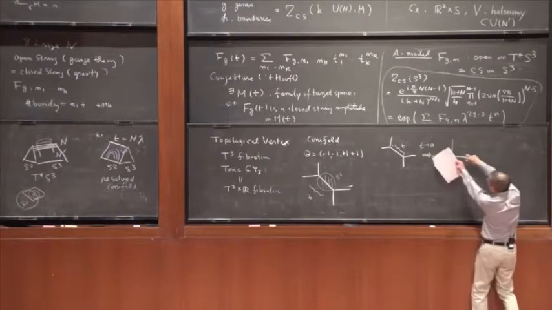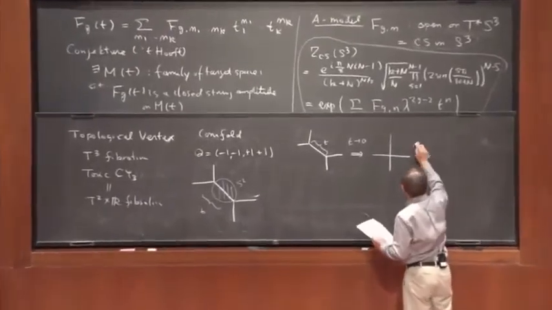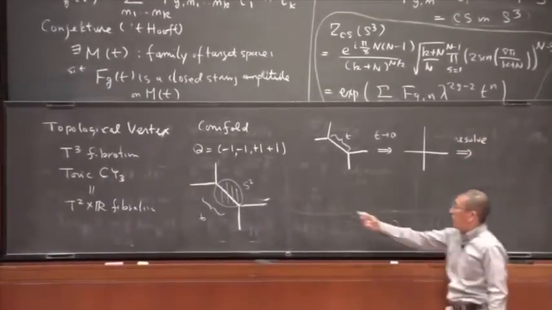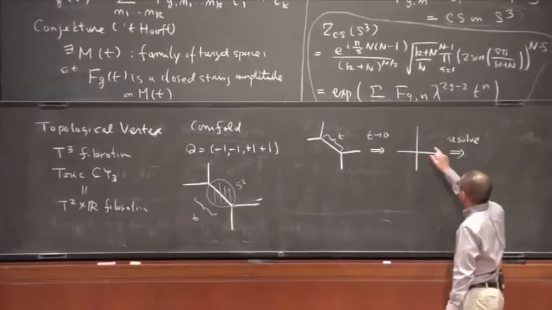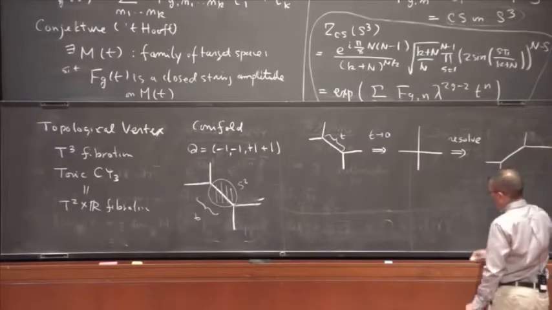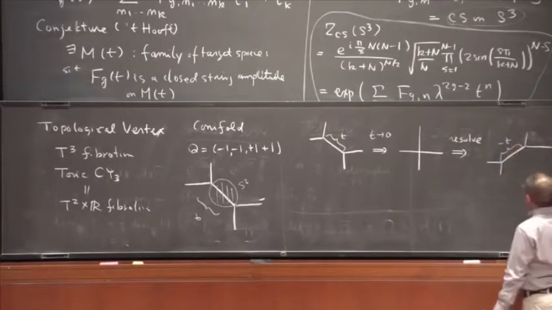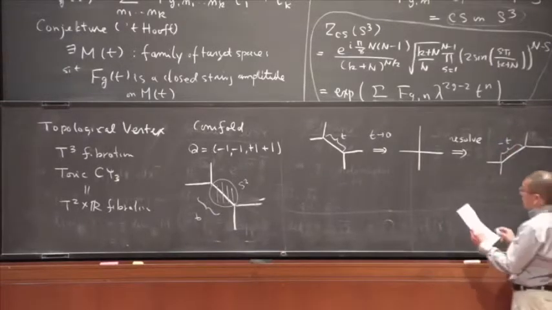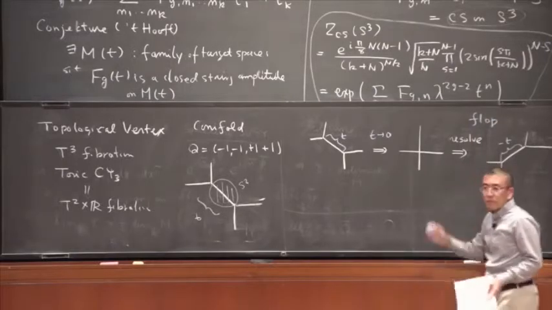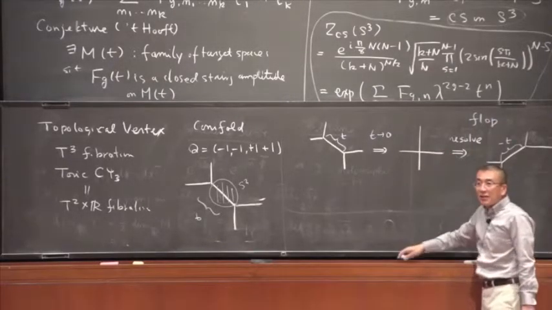Now you can consider stretching into the other direction. So this is a singular geometry where S2 shrinks to a point, but you can try to resolve it in the opposite direction, which actually corresponds to T negative. And this is called a flop transition.